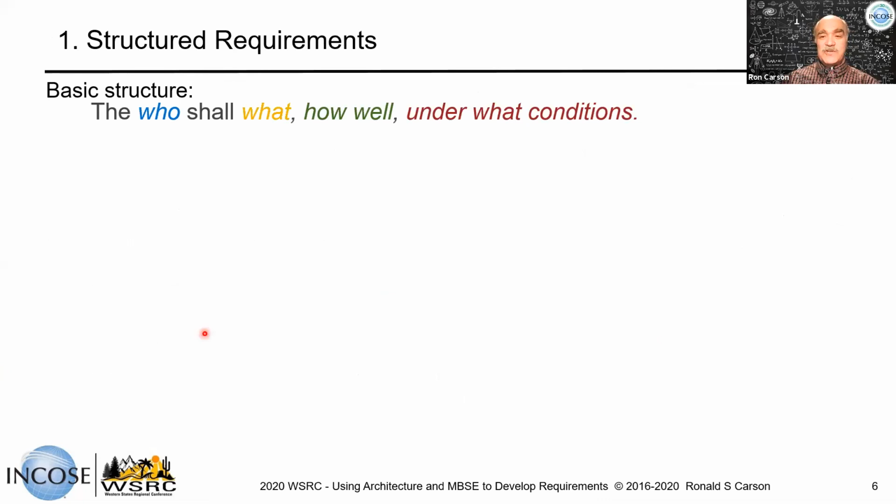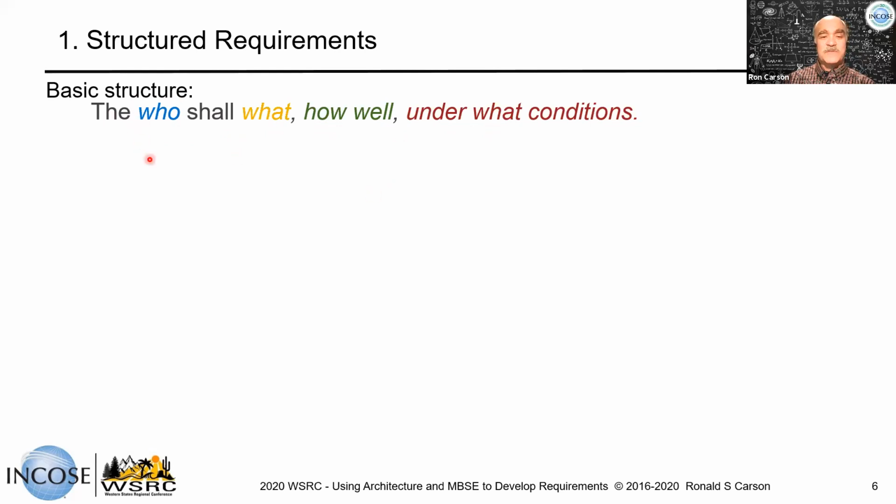The basic structure of any good requirement is the who, shall, what, how well, under what conditions. I first learned this in my system engineering career over 30 years ago, and a number of authors have taken credit for it. I can't actually tell you the source of it, but one of the things that's important is that by understanding and examining the structure, we can make progress on quality improvements and validation and so forth.